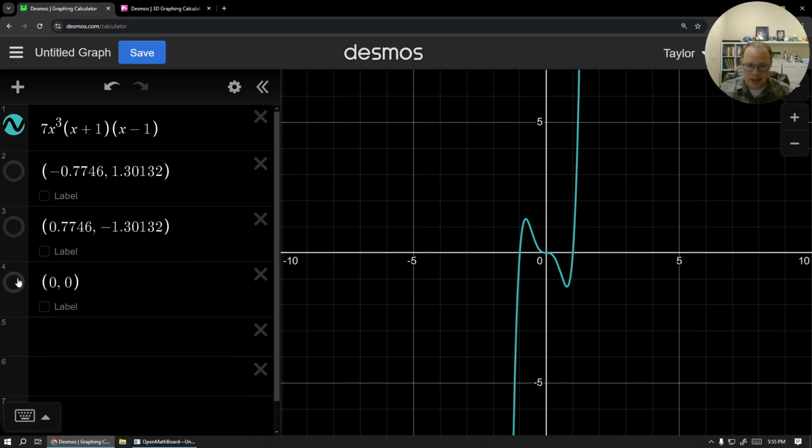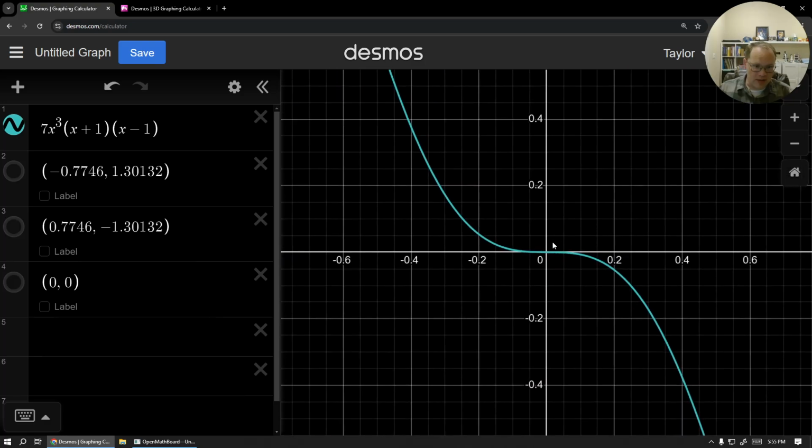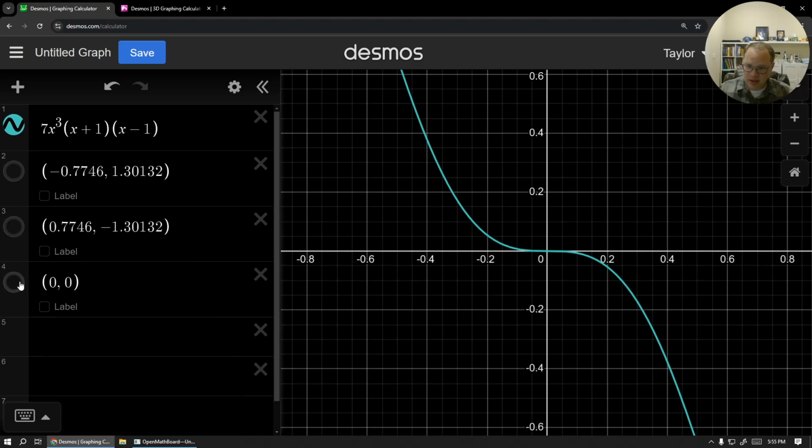But there are also places where our first derivative might be 0, like this point right here. And let me zoom in so we could really be convinced that the first derivative right here is 0, right at the origin. We have a horizontal tangent line, but it is neither a local minimum or a local maximum. It's something else. It's an inflection point.